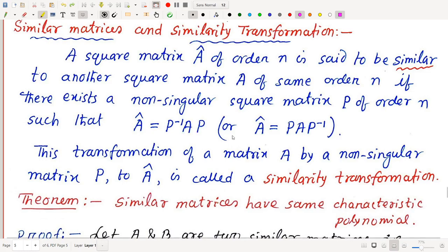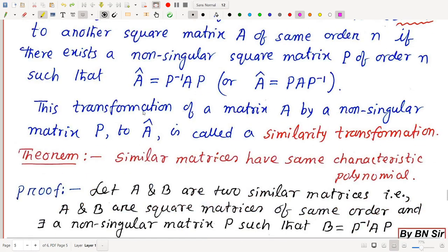So similarity transform: this transform of a matrix A by a non-singular matrix P to A cap means A becomes A cap when pre-multiplied by P inverse and post-multiplied by P, where P is a non-singular square matrix of the same order as that of A. This transformation of A to A cap, A cap equal to P inverse AP, is called a similarity transformation.